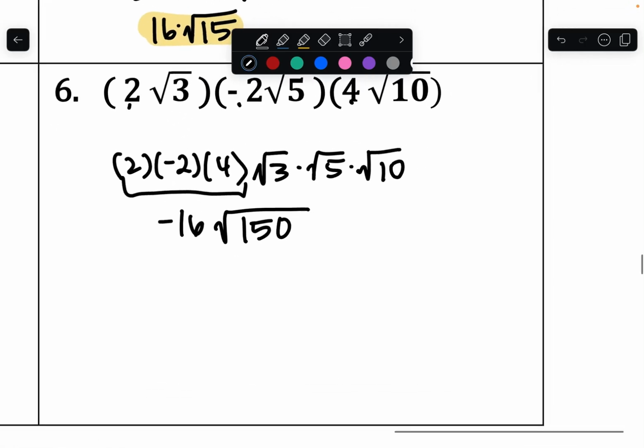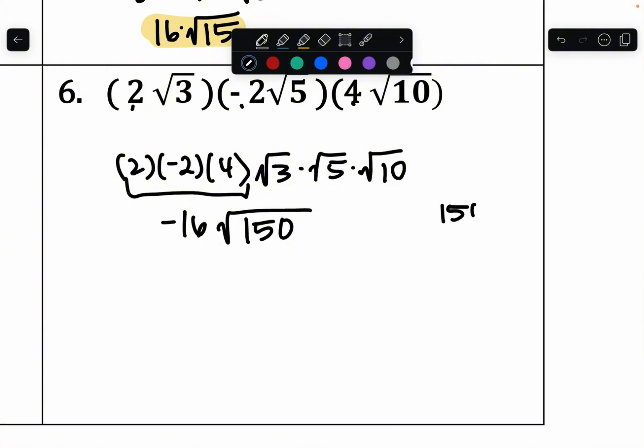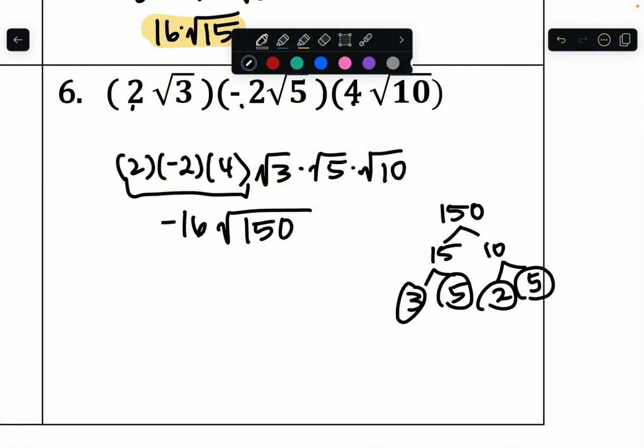Okay, 150 can be simplified, and so if you want to go with the factor tree, we know that 150 is 15 times 10. We know 15 is 3 times 5, and 10 is 2 times 5. These are all my prime factors, so I'm going to circle them, and we're looking for pairs. I see a pair of 5s, and so that means I can write one 5 outside the radical. And then we have a 3 that doesn't have a match, so it goes back inside. And we have a 2 that doesn't have a match, so it goes back inside.